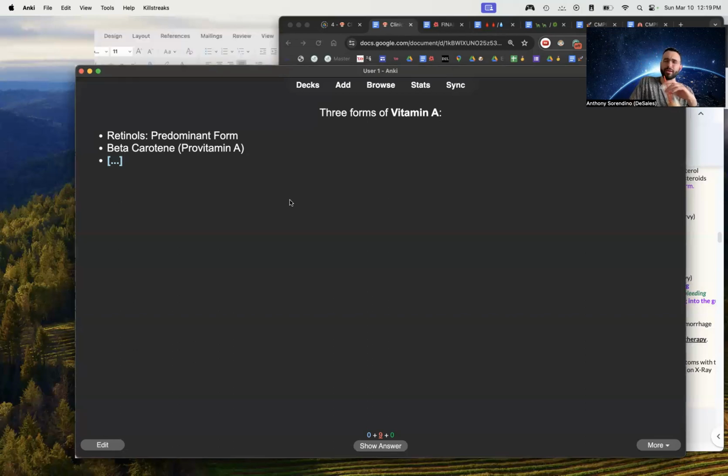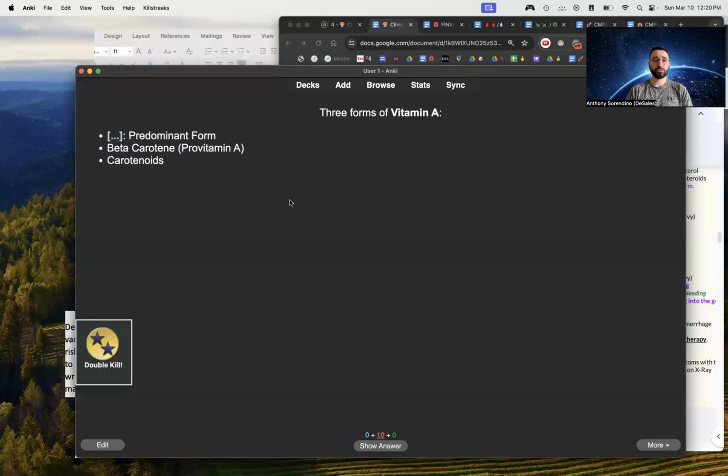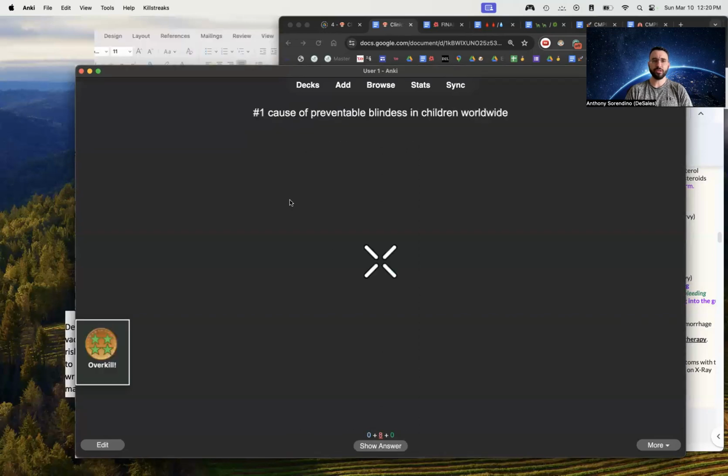Three forms of vitamin A. This is going to be carotenoids. Reduced vibratory sense, reduced proprioception, this should be E. Three forms of vitamin A, the predominant form is retinol. Vitamin E has this effect on platelets. Too much will make us bleed, so it's going to inhibit their adhesion. Number one cause of preventable blindness in children worldwide, vitamin A deficiency. Inhibits free radical formation, that's going to be C and E. B and C are water soluble.